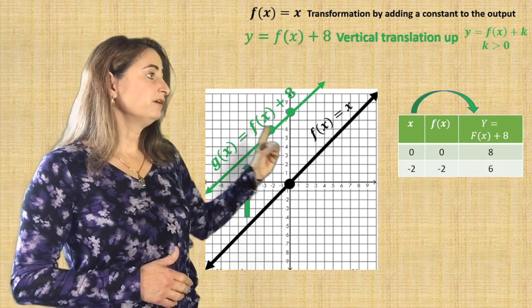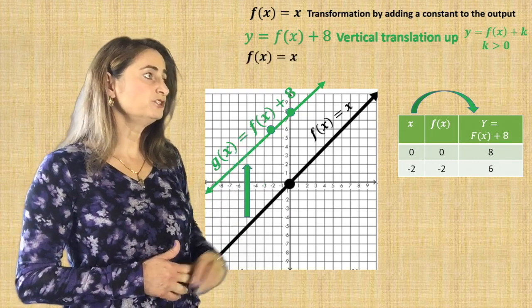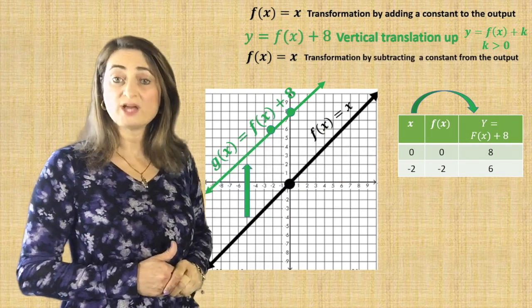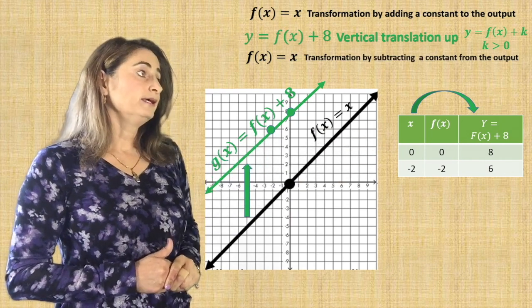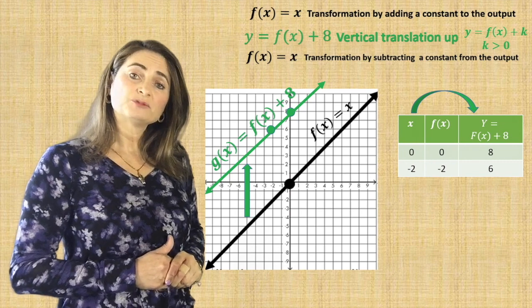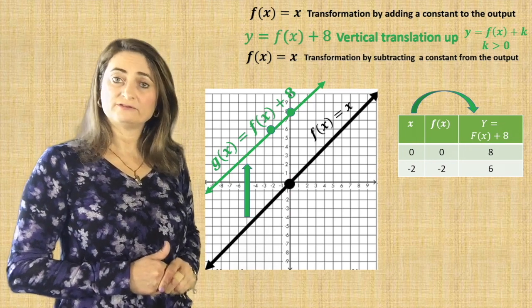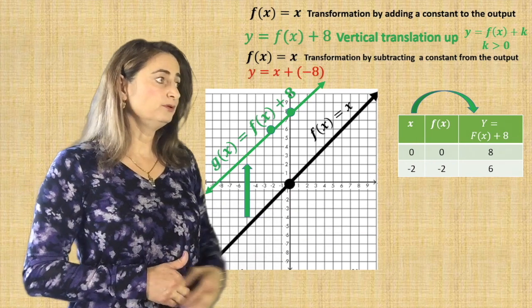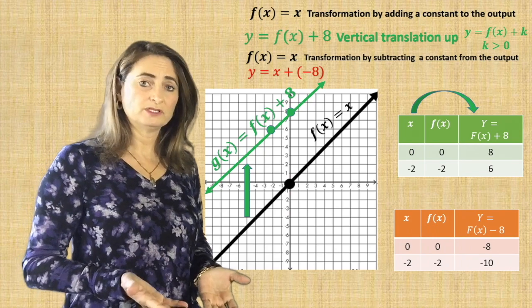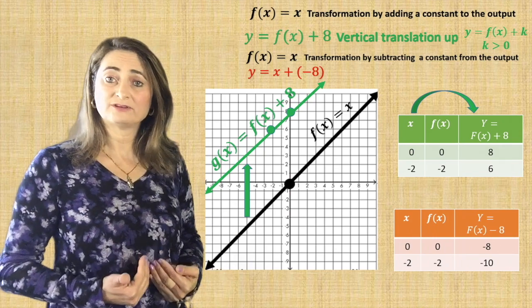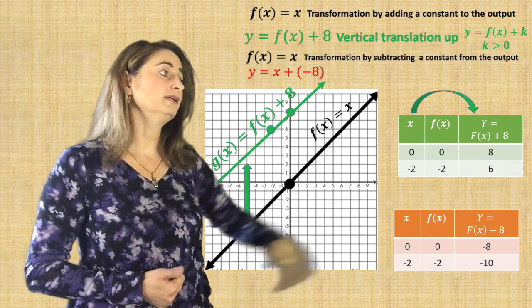Now, what if you have f of x equal x, which is the parent function? Now let's transform it by subtracting a constant from the output. What if I subtract a constant from the f of x? Again, make a table where x is 0, f of x will be 0, but this time subtract 8 from the f of x. Then you get -8.